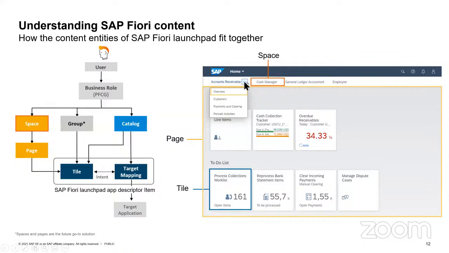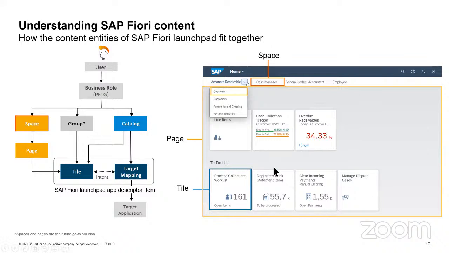In the accounts receivable space, we have 4 pages, as you can see. And the page is this yellow frame. So in the past, we had only one page with the groups. Now we can have several pages, which means we have an additional hierarchy level in the FLP page content structure. And on one page, you have these sections.